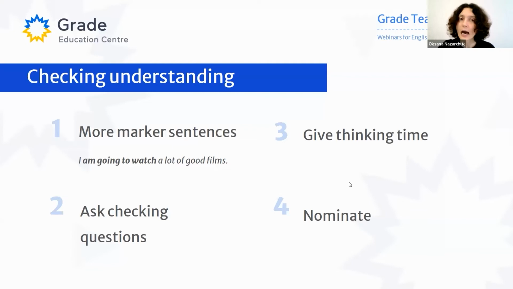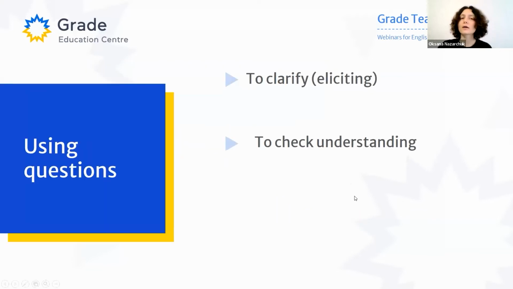So here you can see how we use questions when clarifying meaning for two different reasons. We can use them to elicit the meaning from students before summarizing it, and for that purpose, we don't nominate. And we can use these questions to check understanding, to make sure that students actually understood the meaning clearly. And here we do nominate, and we make sure to give some thinking time.